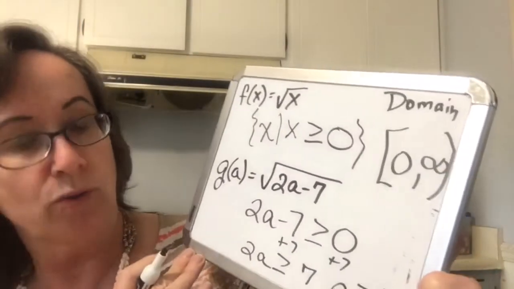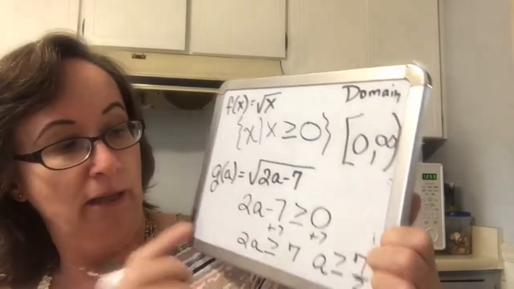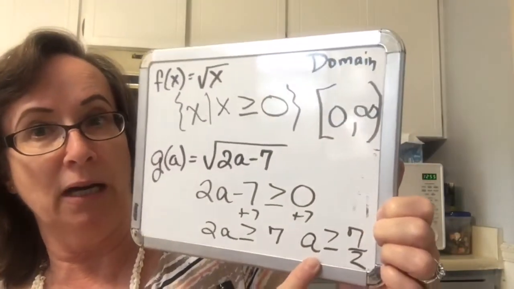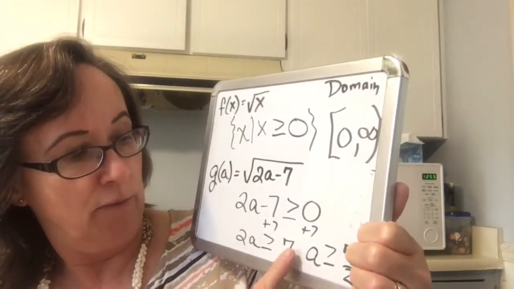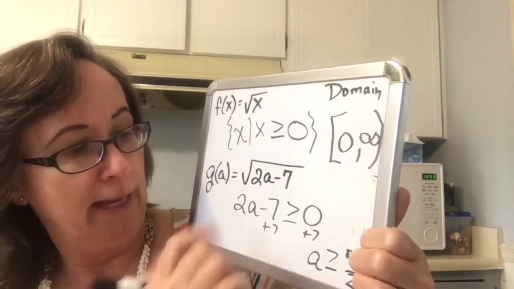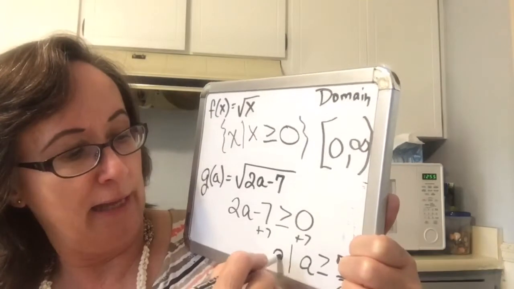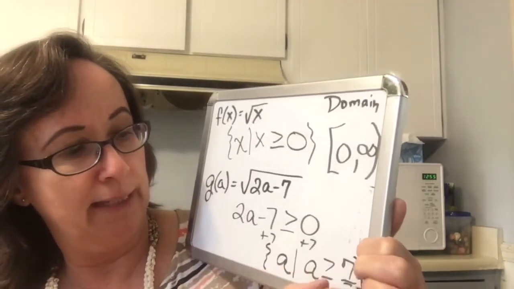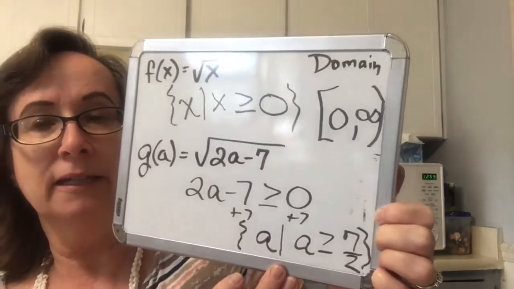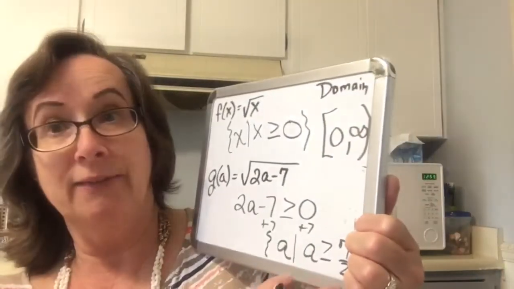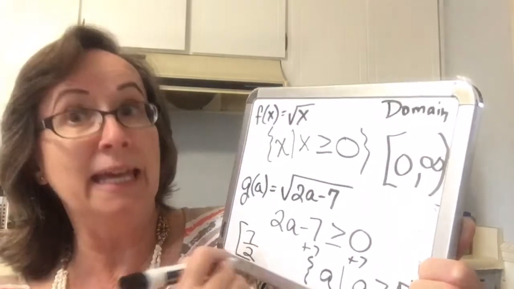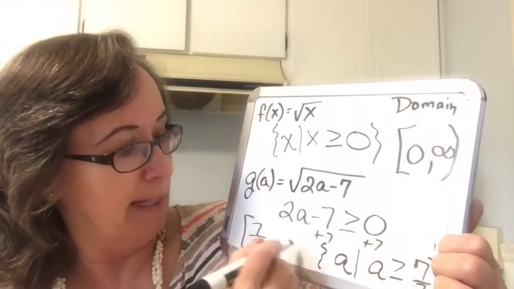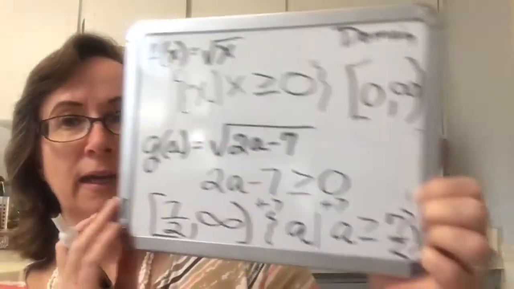Okay, so to put it in set notation, I will just put my little bar and my a in the front of that. So we'll erase this part right here and just put little bar, a in the front, make it set notation right there. And then interval notation, the interval starts at 7/2. It could be equal to 7/2, but then it goes to infinity and paren.